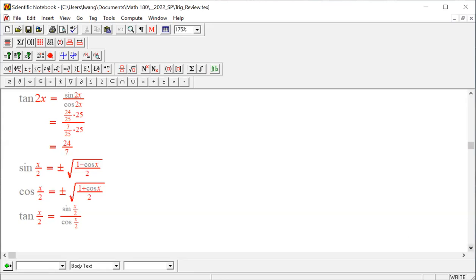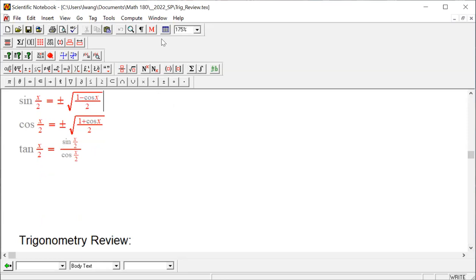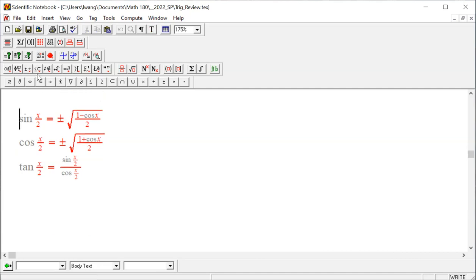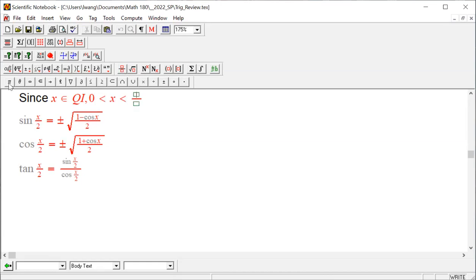And for the half angle, we only need a cosine. We already have a cosine, but we need to determine the sign. We have to select the sign because x is in the first quadrant. What does that mean? That means that x is between 0 and pi over 2. It cannot be equal to 0, and it cannot be equal to pi over 2, because cosine x is 4 over 5.